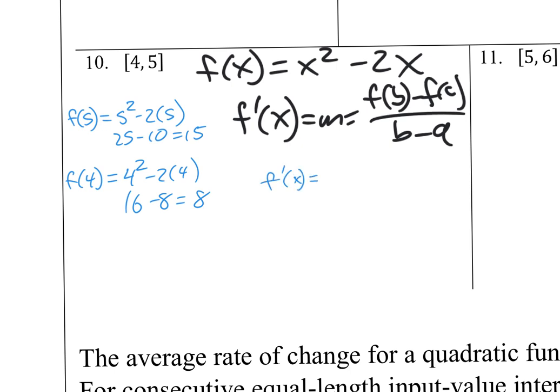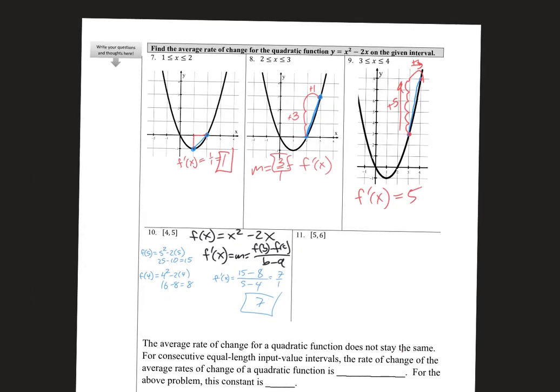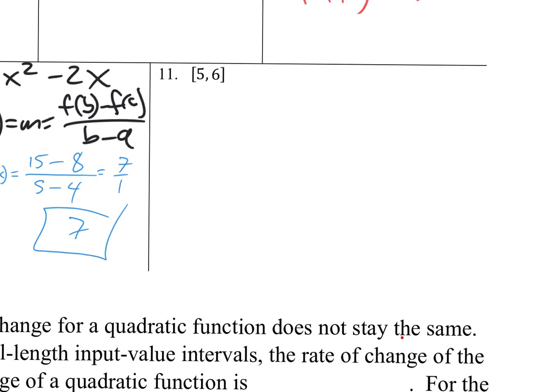It would be f of b, we established, is 15 minus f of 4, or f of a, which is 8, over 5 minus 4, because that's my b, that's like my a. All right, what do I get? 15 minus 8 is 7, 5 minus 4 is 1, and we end up with 7. You might be seeing a pattern at this point, right? We started with a 1, then a 3, then a 5, then a 7. You might be able to make an educated guess as to what this is, but let's do it the old-fashioned way just to prove it.